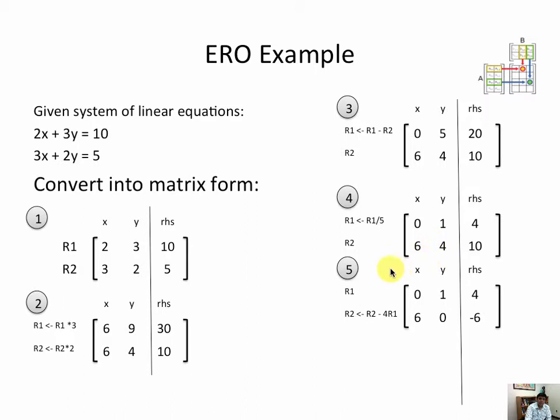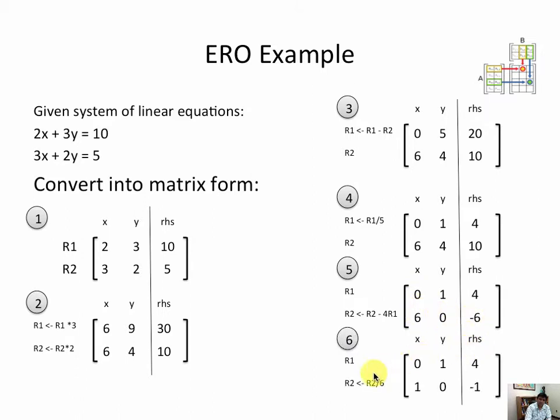And in this ERO what we are going to do is we say R1, I'm going to leave R1 as R1, but for R2 I'm going to assign it the current value of R2 minus 4 times R1. So we say R1 is the same, but R2 becomes 6 minus 4 into 0, which is still 6, 4 minus 4 into 1 is 0, 10 minus 4 into 4 is 6 minus 6. So we get 0, 1, 4, 6, 0, minus 6.